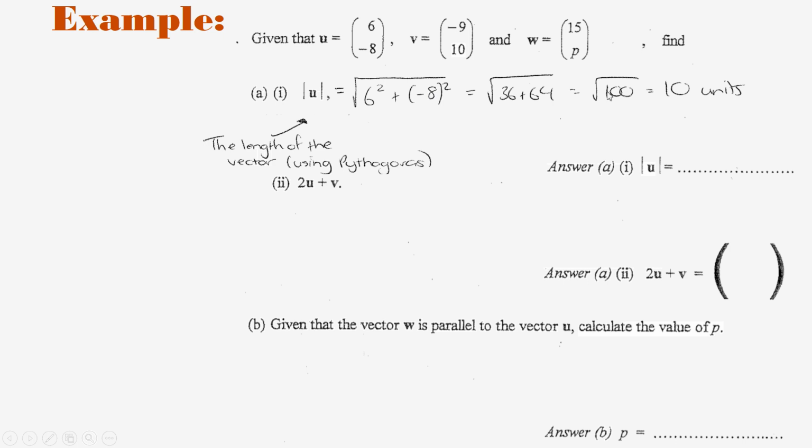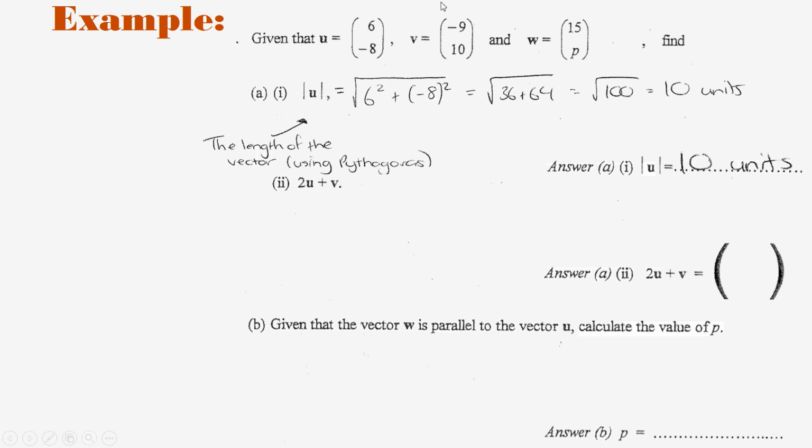So notice I'm writing units, because in coordinate geometry, the lengths are in units. So the magnitude of vector u is 10 units. Don't forget to write that down there, 10 units. Then, there was a magnitude question here, but they just want you to do a few operations. Basically, what's the scalar multiple of 2, double this one, plus that one.